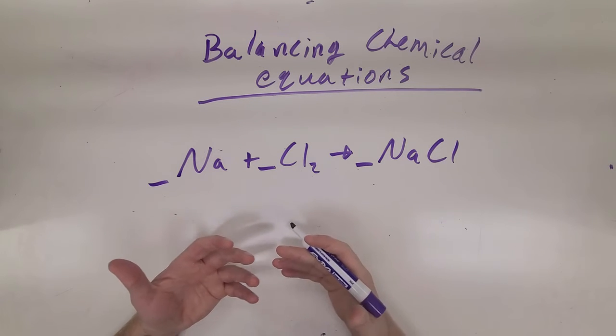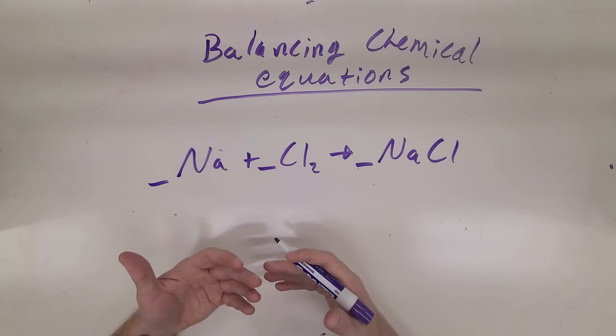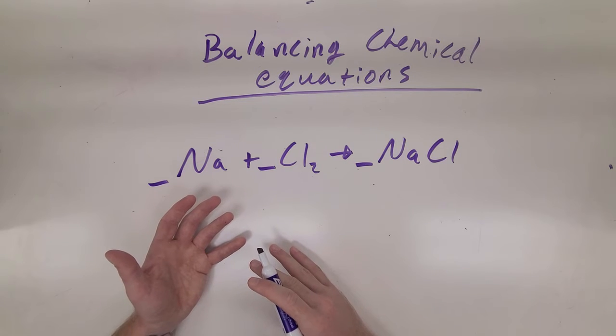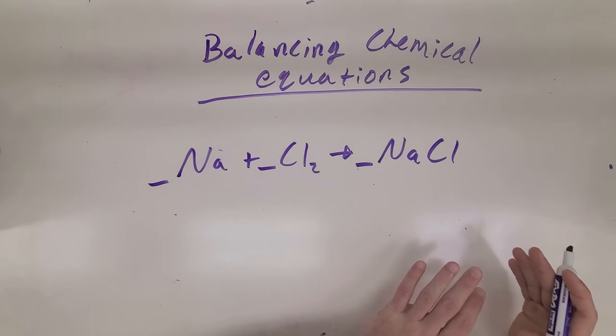For today's topic, we're going to be talking about how to balance chemical equations. Balancing chemical equations is just a means of accounting to help the number of atoms of a particular element on one side even out and equal the number of elements on another side.